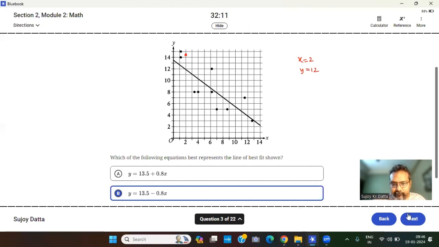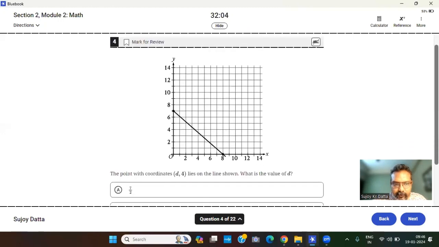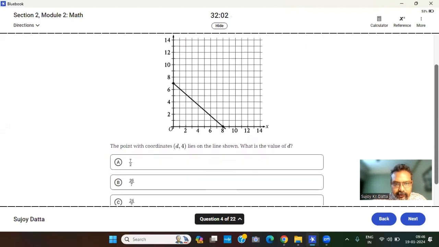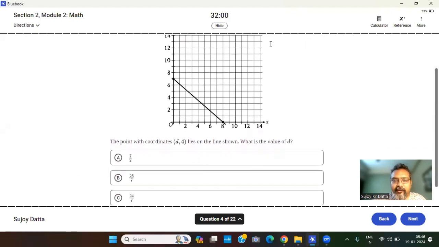Next, the point with coordinates d comma 4 lies on the line. What is the value of d? So just plot it. So x is d and the y value is 4. So from y, you draw a line straight, intersect somewhere here. That should have been the answer. Unfortunately, we can't read it. It's somewhere between 3 and 4.